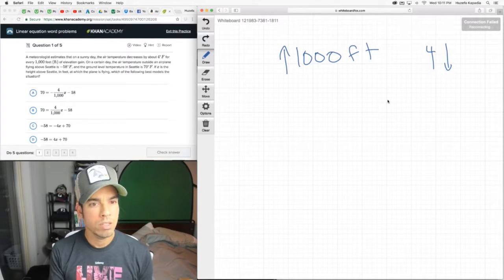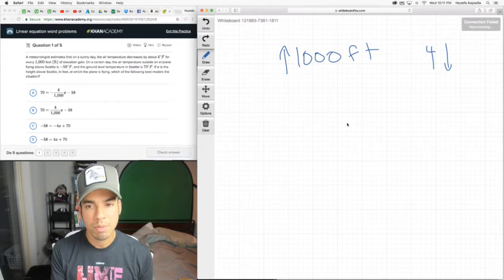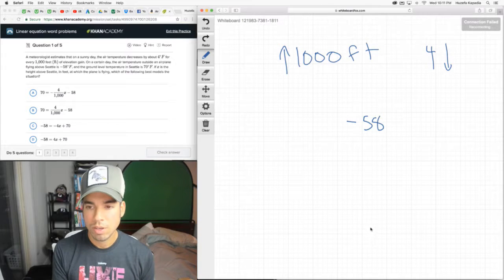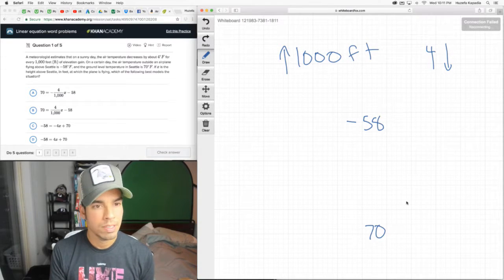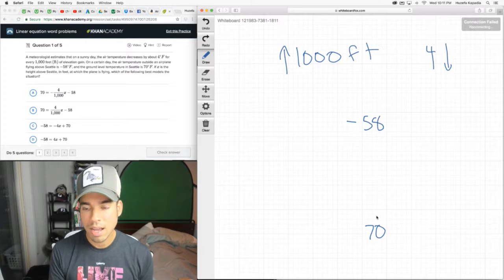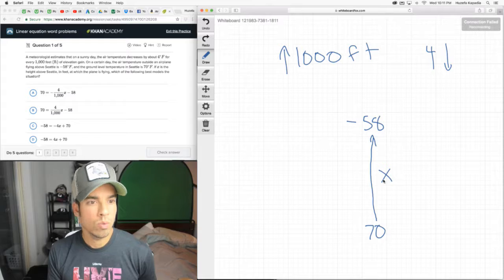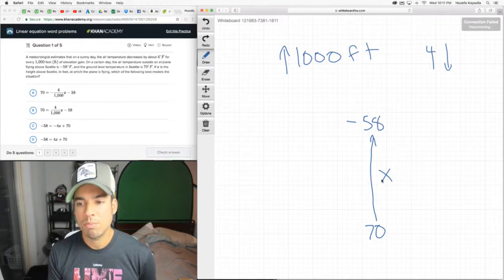On a certain day, the air temperature outside an airplane flying above Seattle is negative 58. And on the ground level, all the way down here, it's 70. If x is the height above Seattle, so here's ground level, x is the height above Seattle in feet, which the plane is flying, which of the following best models the situation?